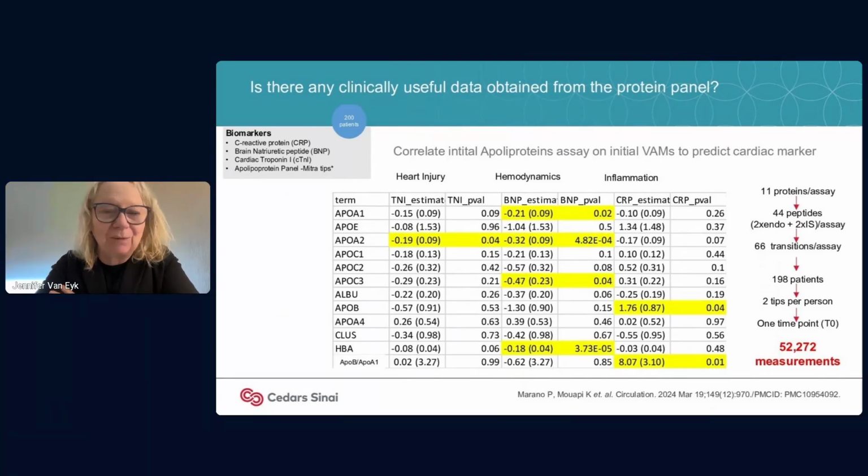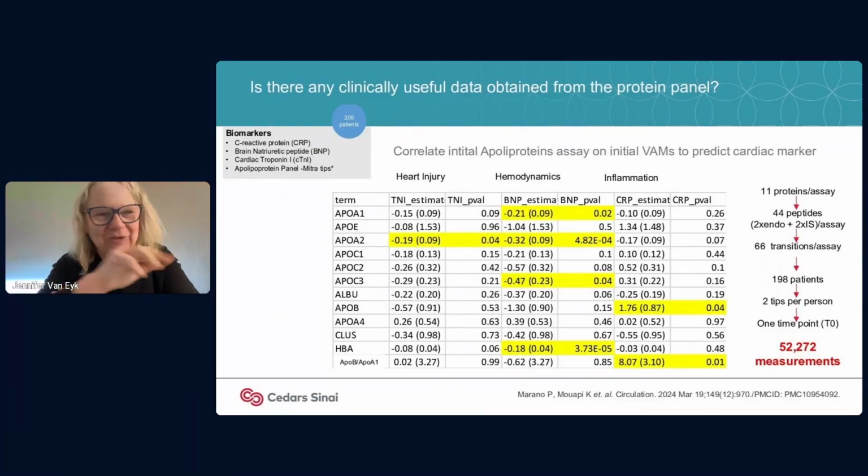We did 2 tips per person. We did only 1 time point. And to get this data that's in this little chart, 52,000 data points were actually analyzed to obtain that data. So compare that to an immunoassay where you would have had 1 assay, right?